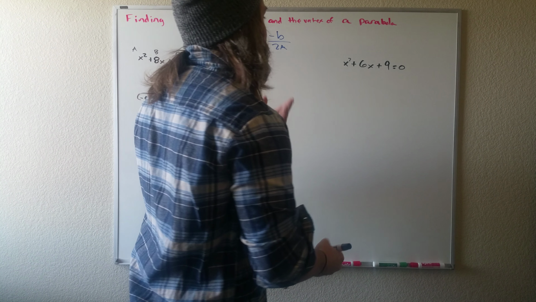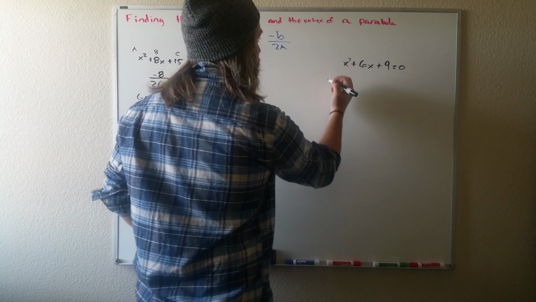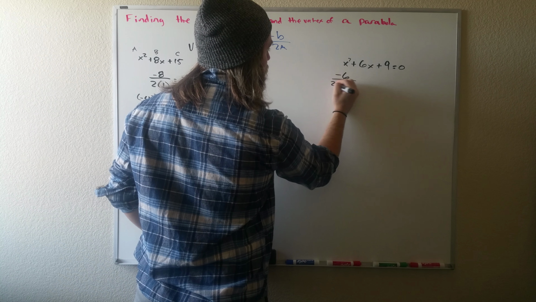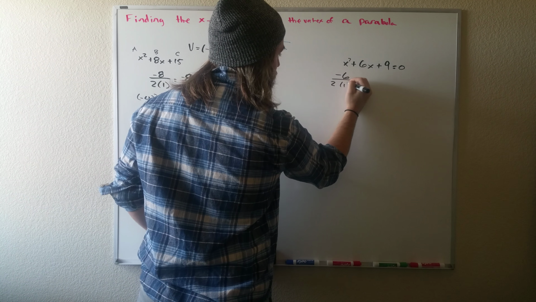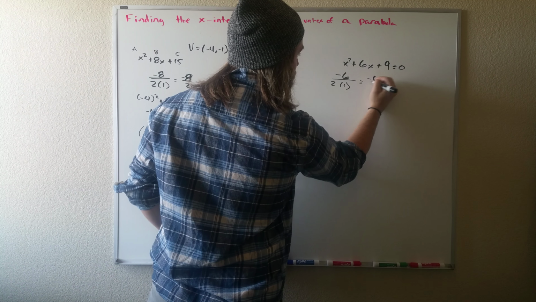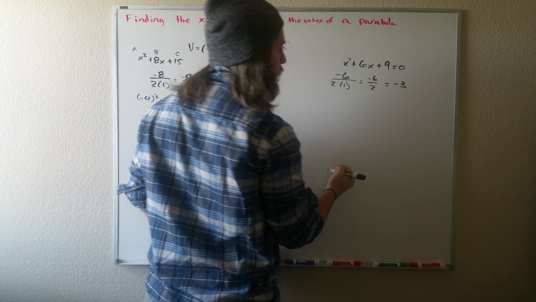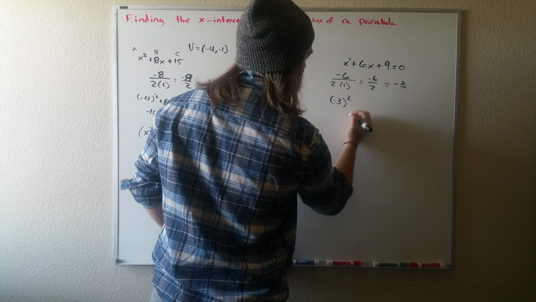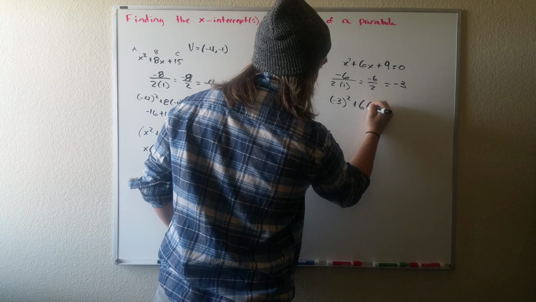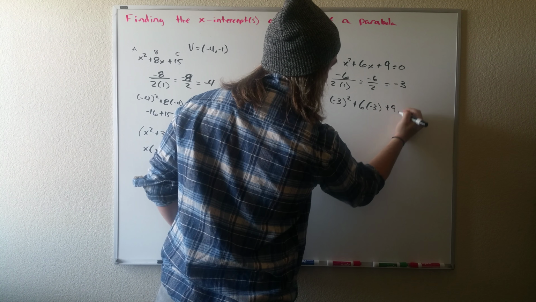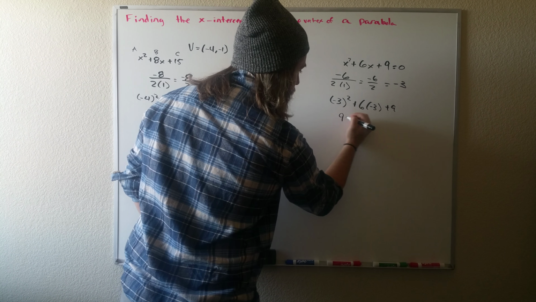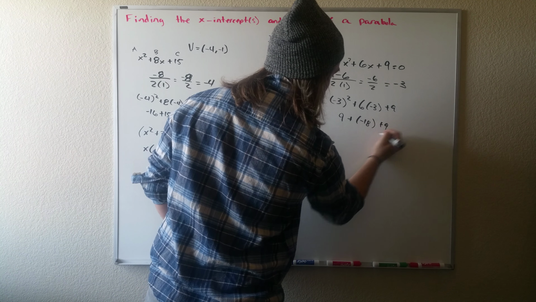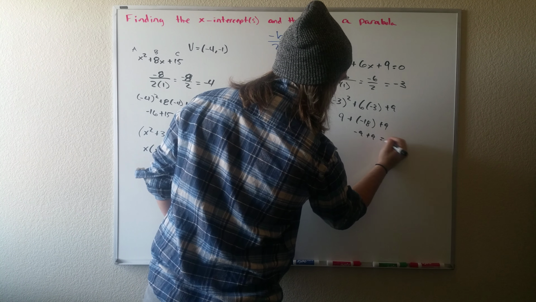So for our second problem, we're going to go through it again and first find the vertex. So we know negative b, so negative 6 over 2a, and a is 1 again. So we get negative 6 over 2, which is equal to negative 3. Now we're just going to plug it back in to find the y. So we get negative 3 squared plus 6 times negative 3 plus 9, and that gives us 9 plus negative 18 plus 9. That's negative 9 plus 9, so that equals 0.